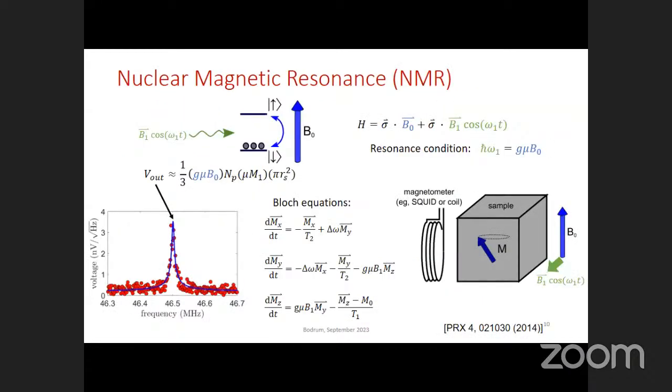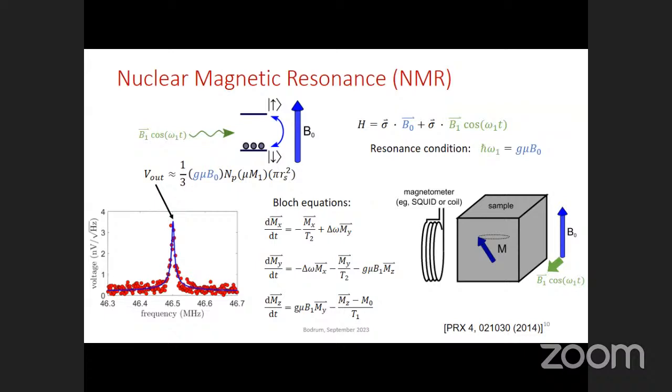So very quickly about NMR. Nuclear magnetic resonance, I'm sure most of you are familiar with, is related to spins that are in some external field, and then you send an oscillating external magnetic field to drive the spins between two energy levels.